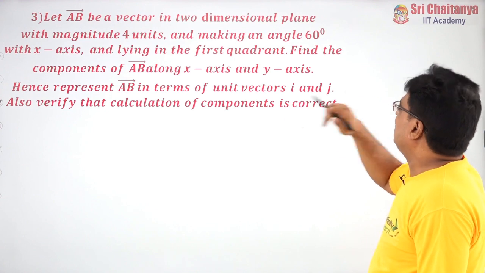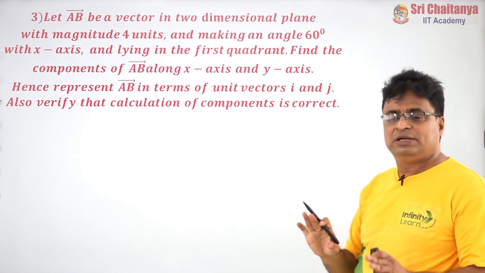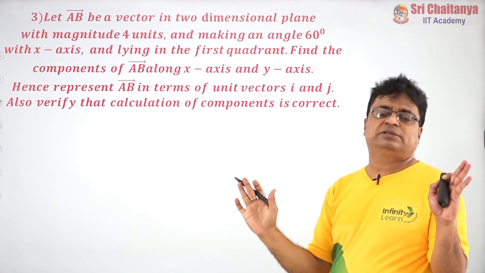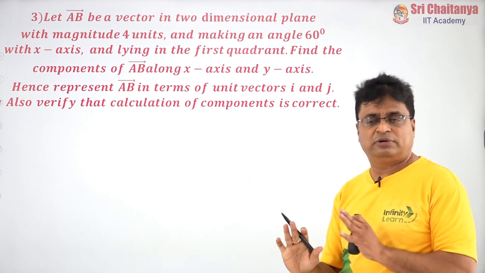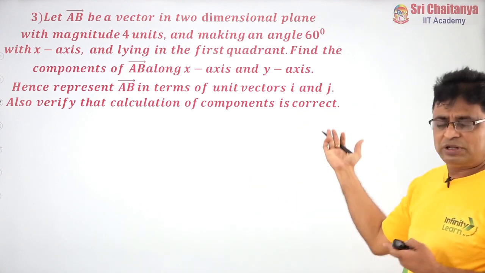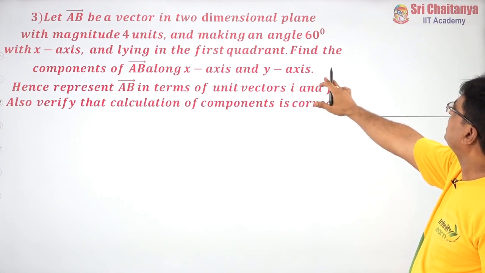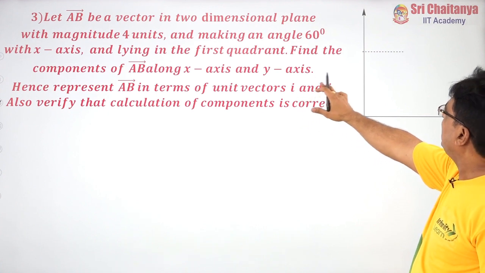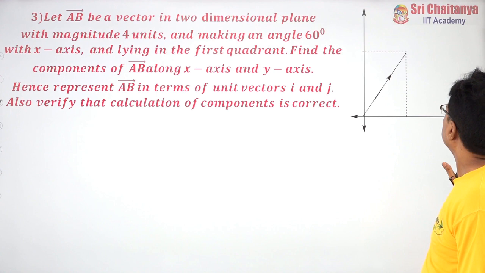Listen, let AB bar be a vector in a 2-dimensional plane. No confusion at all. It is in 2 dimensions, that means x axis and y axis, the xy plane. It is not necessary to take the 3rd dimension. So, the problem is very simple for you, with magnitude 4 units and making an angle 60 degrees with the x axis and lying in the first quadrant. Everything is clear. This is the situation.